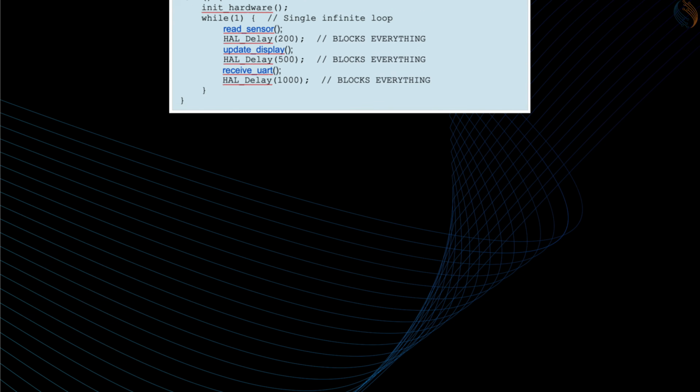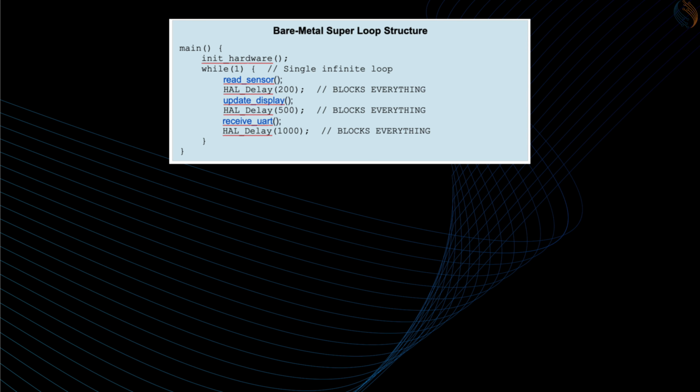Let's say I want to perform multiple tasks where I need to read a sensor, update the display, and receive some data from the UART as well. If we use the regular superloop to do this, there are three main problems that we can face.